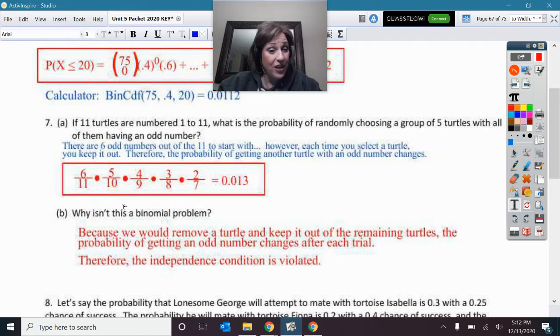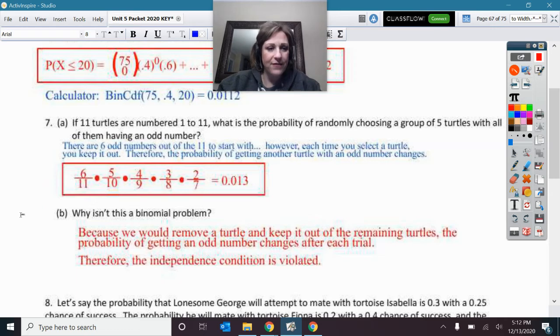Why is this not a binomial problem? And it's not, because when we remove a turtle, we keep it out. And that changes the probability of getting an odd turtle on the remaining trials. So, therefore, that independence condition is violated.